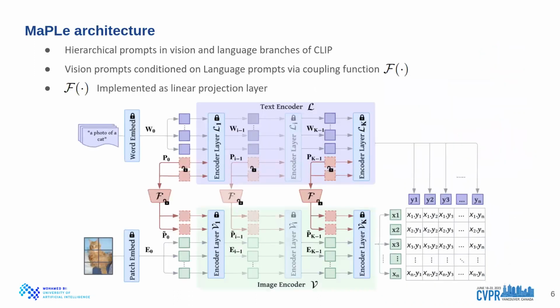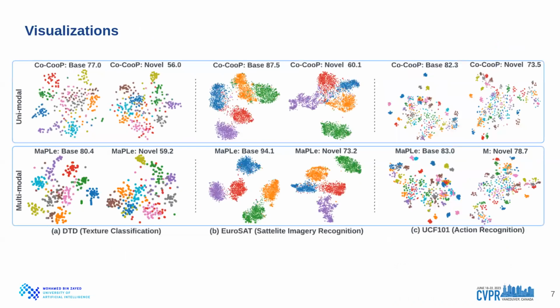We introduce multimodal language and visual prompts which are appended with the text and image inputs respectively. The prompts are learned hierarchically across transformer blocks of both encoders. Further, the visual prompts are conditioned on the language prompts via the vision language coupling function, which is implemented as a linear projection layer. We show t-SNE plots of the image embeddings from the CLIP image encoder. The image embeddings of MaPLe are more separable across categories as compared to the unimodal solutions. This demonstrates the importance of adapting CLIP image encoder in addition to adaptation of language encoder.